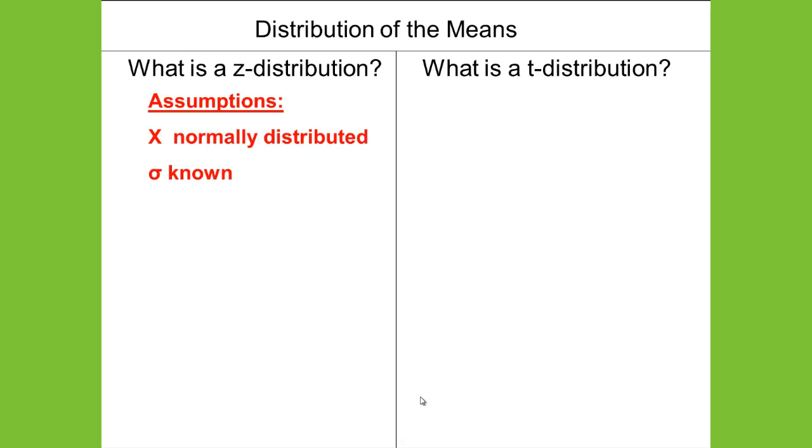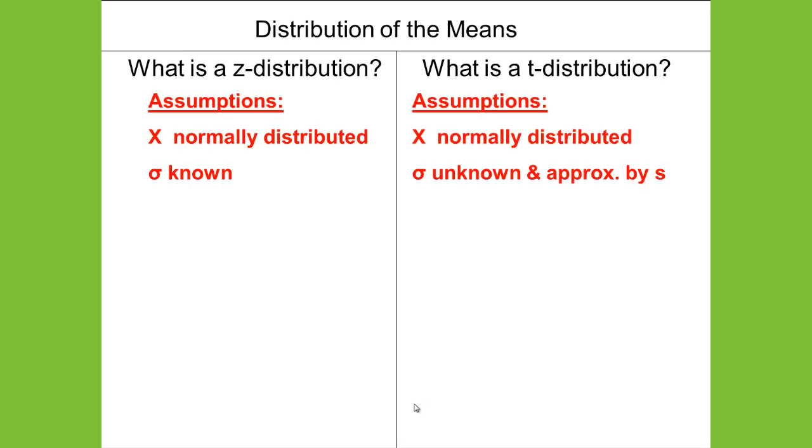When we're looking at the z-distribution, our assumptions that we have to know that we're in a z-distribution is that x must be normally distributed and sigma must be known. For a t-distribution, our assumptions are x is normally distributed and sigma is unknown and approximated by s.